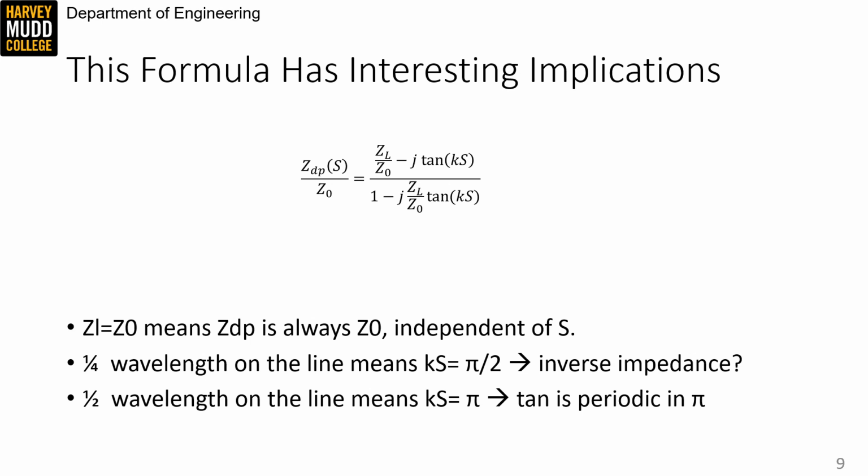Second, if you have a quarter of a wavelength on your line, then the tangent of ks is infinity, and we find that ZDP is equal to Z0 squared over ZL. So by adding some transmission line, we have inverted our impedance. That's weird for resistors. It's really weird for open circuits, which become shorts, and it's really, really weird for capacitors, which start to look like inductors. All of those are fun party tricks. Finally, tangent is periodic in pi, so every additional half wavelength we add to our transmission line gives us the same ZDP.